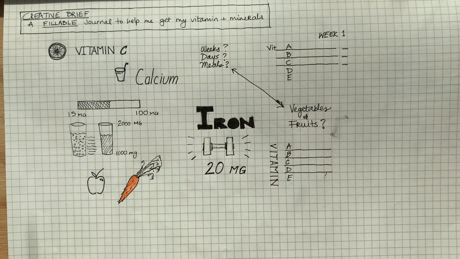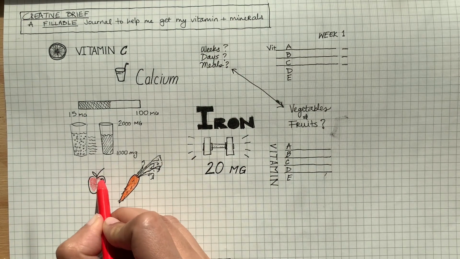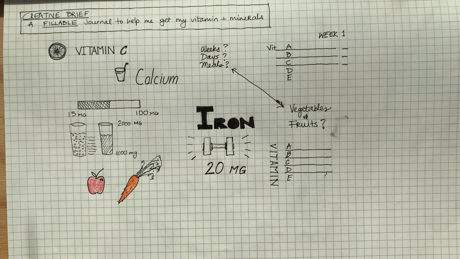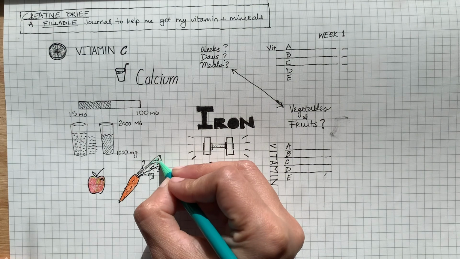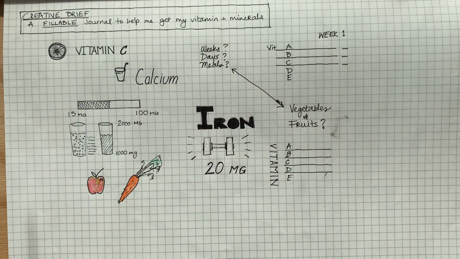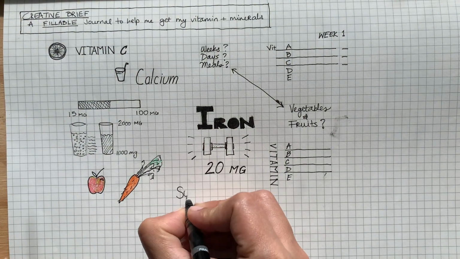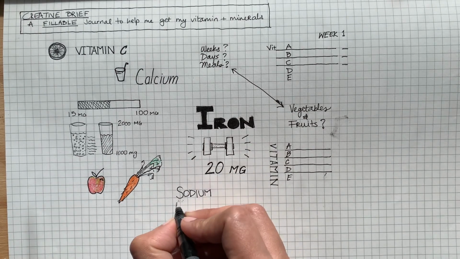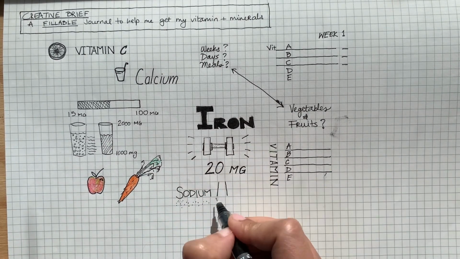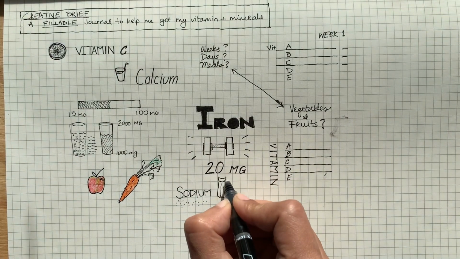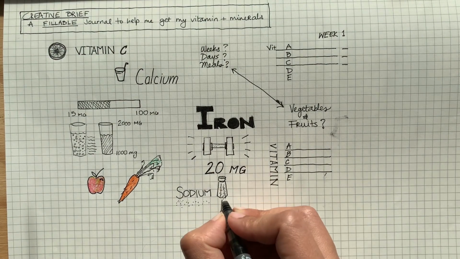I'm drawing some more icons based on some of the terms I'm looking at. When you think of minerals and vitamins, of course, you're going to think of vegetables and fruit. So I'm just practicing drawing some of these icons, what they might look like, simplifying them.